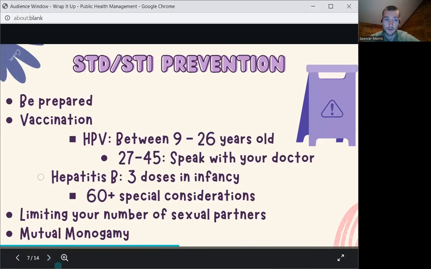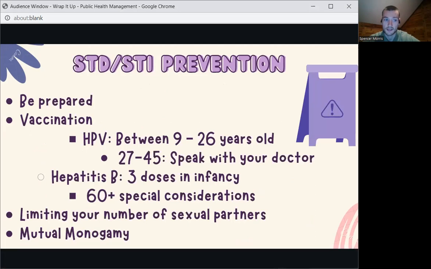Other ways to prevent the spread of STDs and STIs are to be prepared. This comes with establishing a game plan for your sexual activity. A lot of that comes with what we just discussed previously, which is having the conversation before engaging in sexual activity. Another way to be prepared to help prevent STD or STI spread is to use condoms, making sure the sexual activity you engage in is protected.